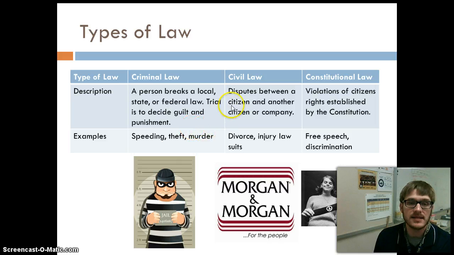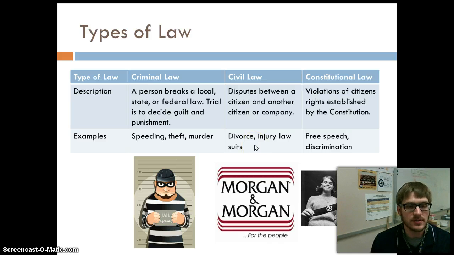So it's the government versus a citizen in criminal law because the citizen is accused of breaking the law. In civil law, it might not be that anyone necessarily broke the law. It's more a dispute or an argument between two citizens, or maybe between a citizen and a company. That would be things like divorce or injury lawsuits.